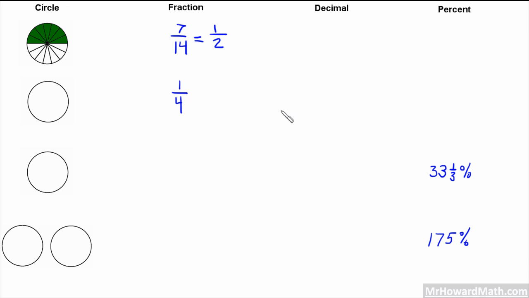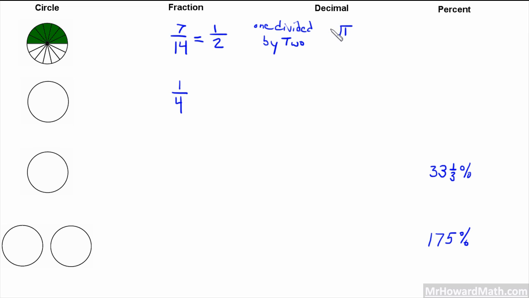So that makes sense. So now let's go to a decimal. Well, how do we go from a fraction to a decimal? Well, if you review the videos and you think back, you'll remember that this right here, 1/2, is the same as saying 1 divided by 2, right? So we can just do that right here.